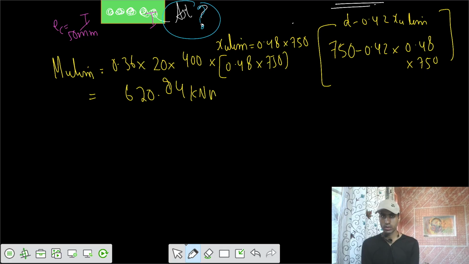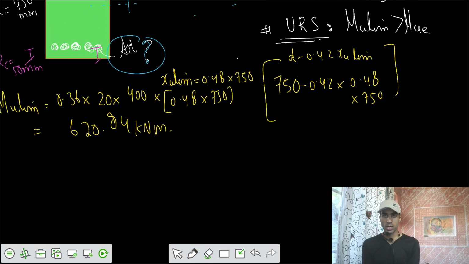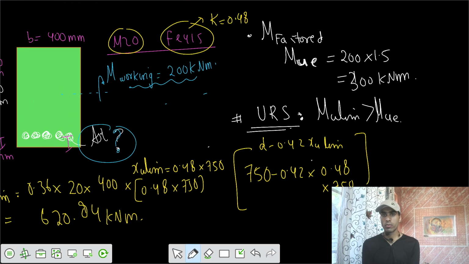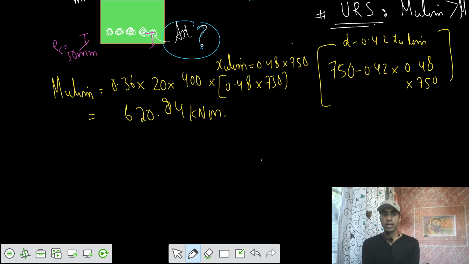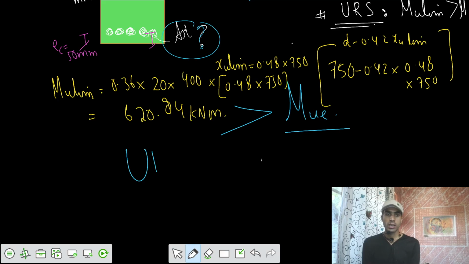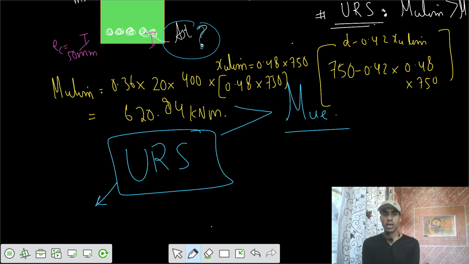Now you have to compare that. What's the factored external moment we have? That's 300. So I would say that your limiting moment of resistance of the section is even bigger than the external bending moment. So your section would definitely be an under reinforced section. If it was equal to this one, I would say the section would be balanced. But your value is greater than this one, so it is an under reinforced section.